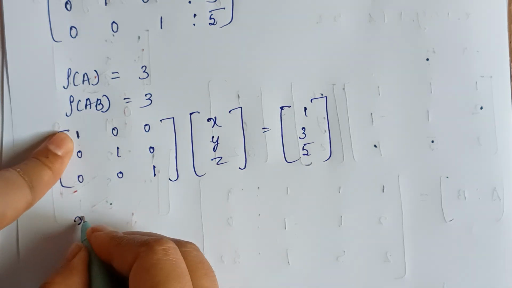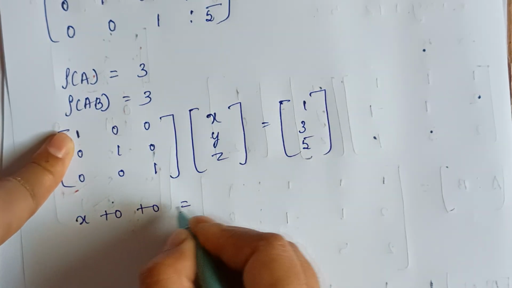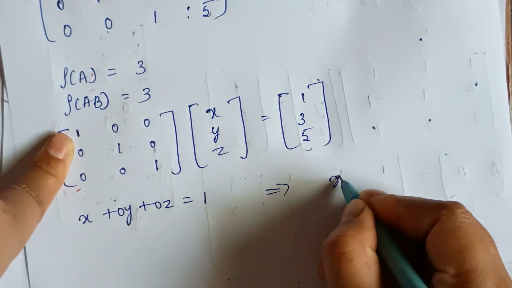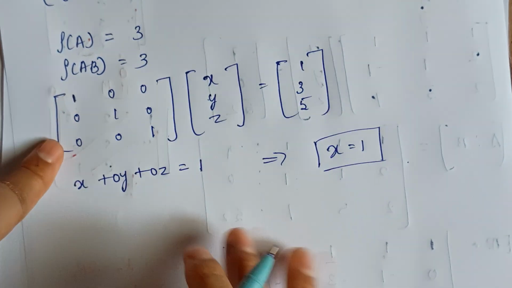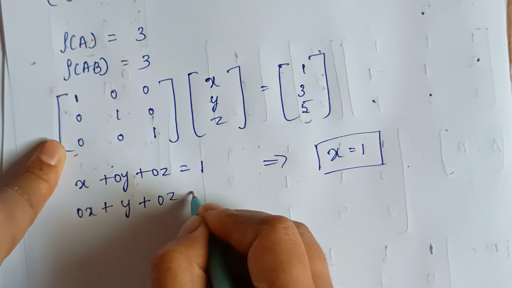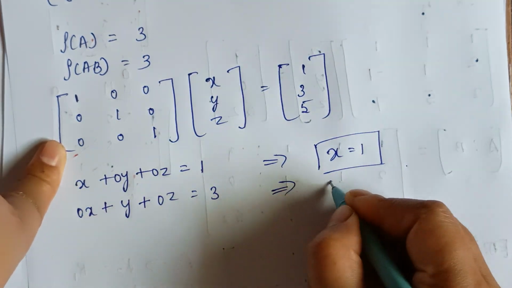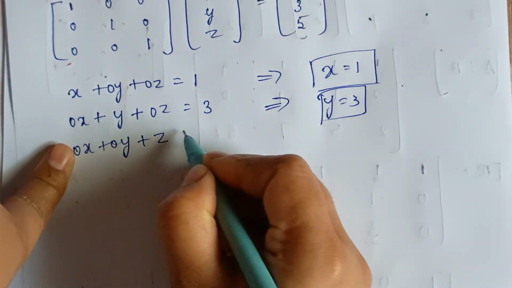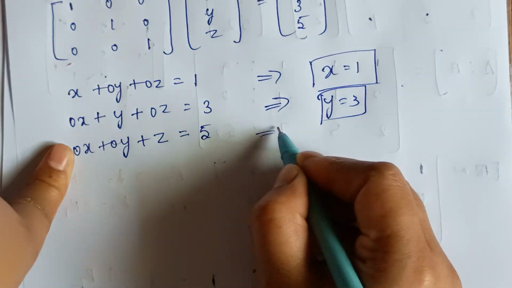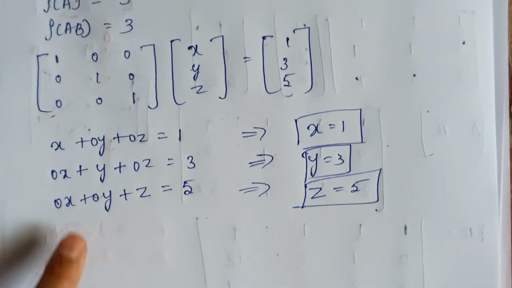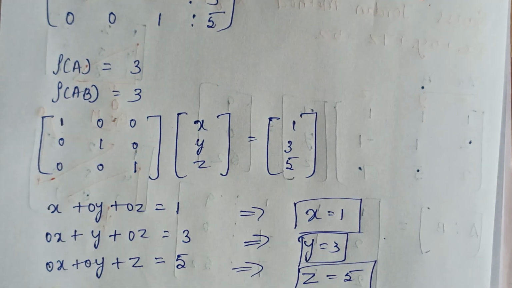So here x plus 0 equals to 1, which is x equals 1. 0x plus y plus 0z equals to 3, which is y equals 3. Here 0x plus 0y plus z equals to 5, which is z equals 5. I hope this was clear to you.